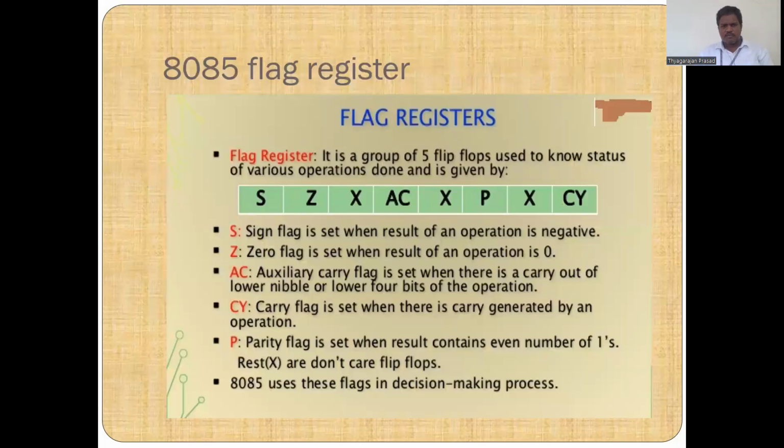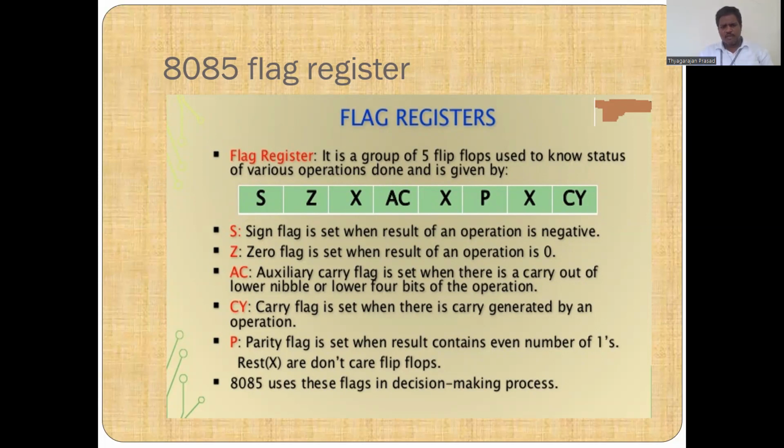The flag register, which we discussed already. The flag register is a group of 5 flip-flops, known as the status of the various operations done, and is given by the sign flag, zero flag, auxiliary carry flag, parity flag, and carry flag.